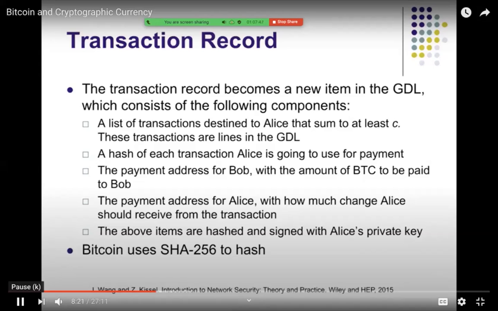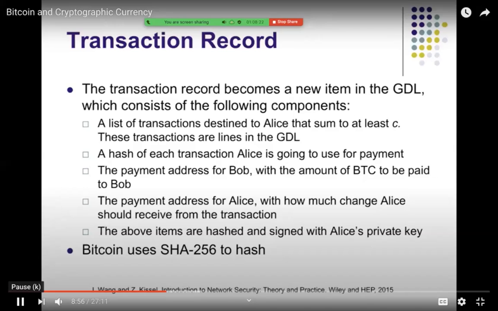And the third component is the payment address for Bob. As we know, that payment address is a function of Bob's public key. And this component comes with the amount of Bitcoins to be paid to Bob. So it would be C units in our example. Then the payment address for Alice, with how much change Alice should receive from the transaction.